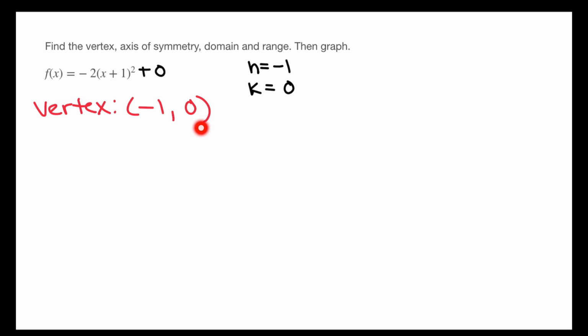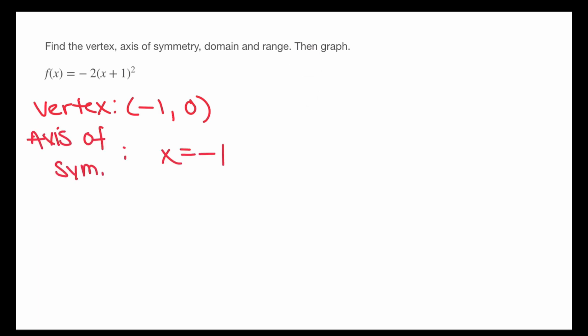That means the y value of the vertex is 0. So my vertex is at (negative 1, 0). Or in other words, my h is negative 1, k is 0. Now the axis of symmetry always runs through the vertex. It's always going to be a vertical line, so it's going to be x equals whatever the x value of your vertex is. So in this case, x equals negative 1.